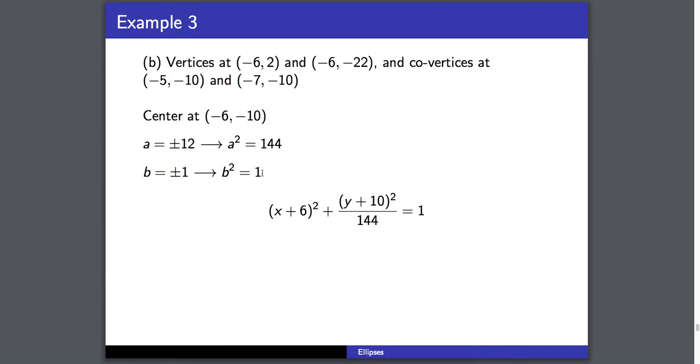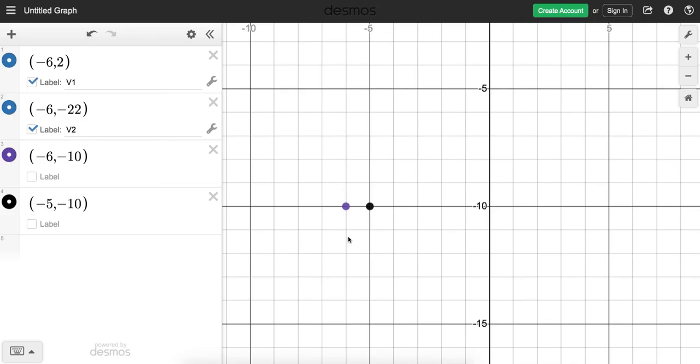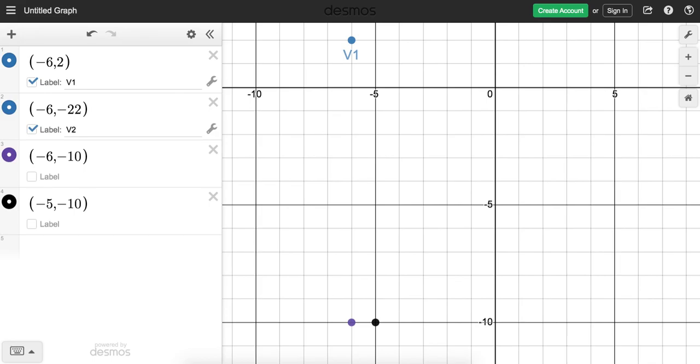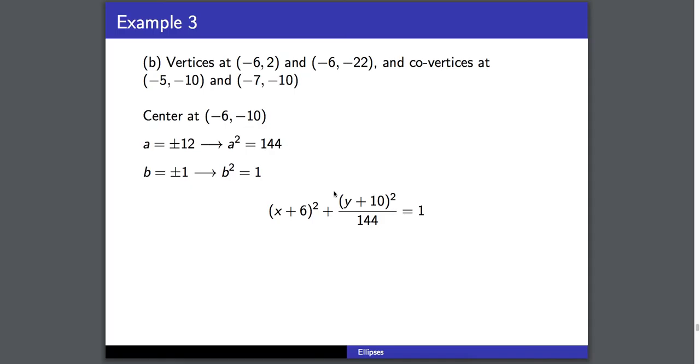Since our ellipse is going to be tall, we actually have the a squared below the y. So the b squared is going to go below the x. So we have x minus negative 6, which is x plus 6, in parentheses squared. We can put it over 1 if we like. Plus y minus negative 10 becomes y plus 10 in parentheses squared, all over 144, equals 1.